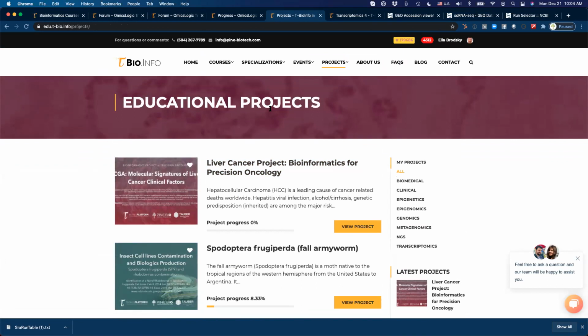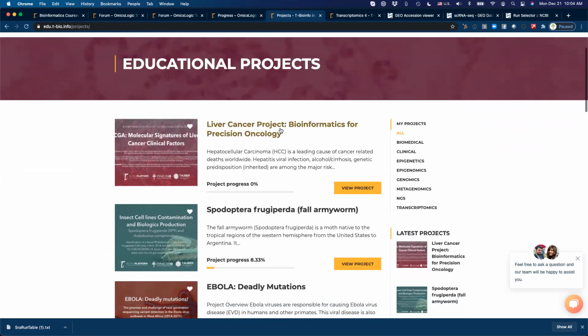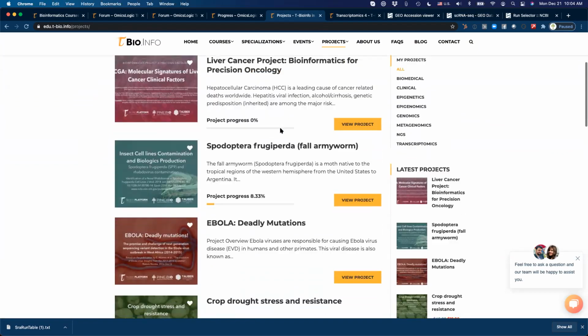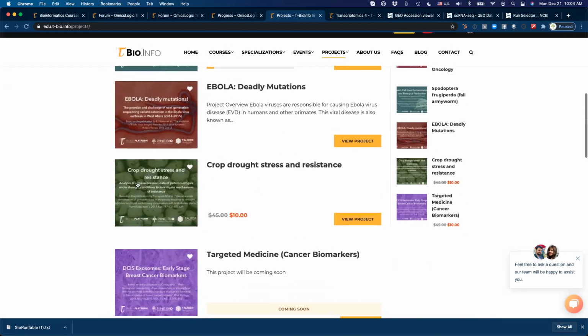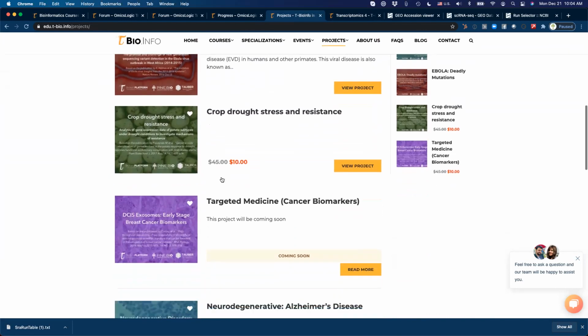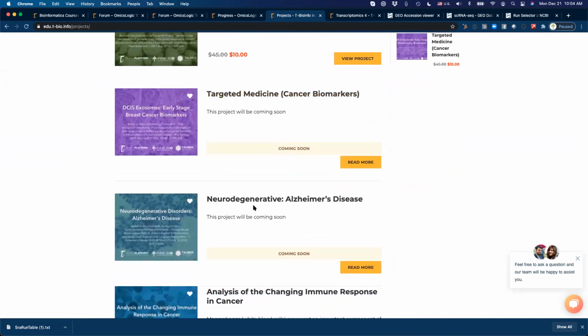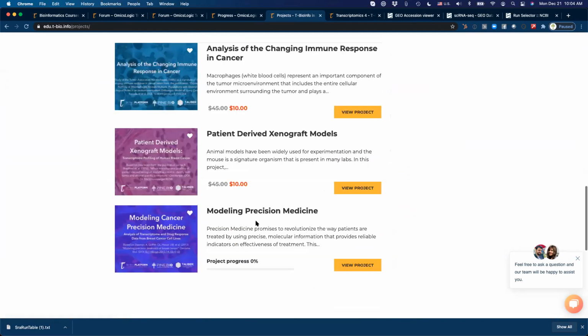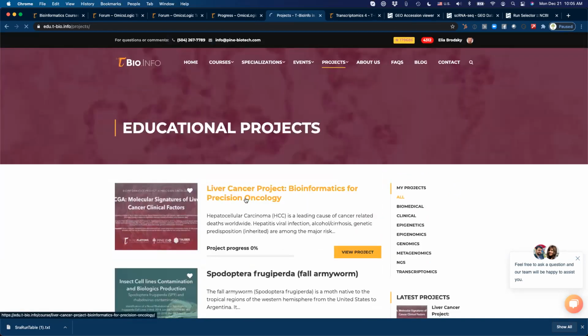And they are categorized, or you could categorize them, by type of data or even type of application. So for example, we have here a project on crop drought resistance. We have different neuroscience projects and cancer-related projects and things like that. But one of the projects that we recently put out there, and this is still something that we are revising.